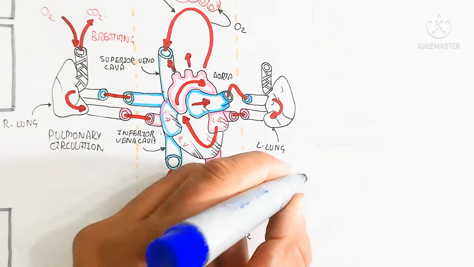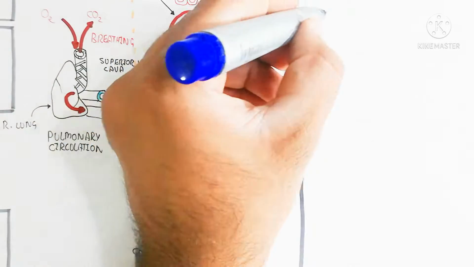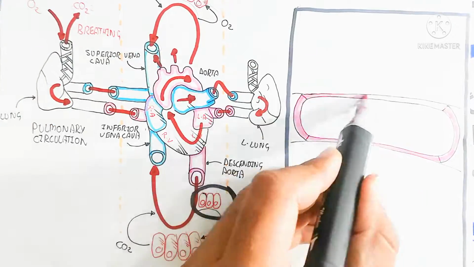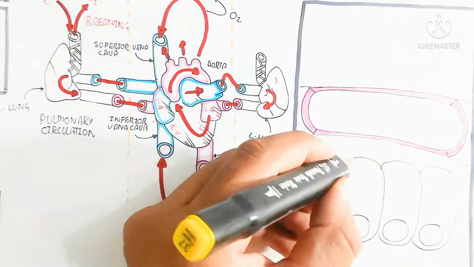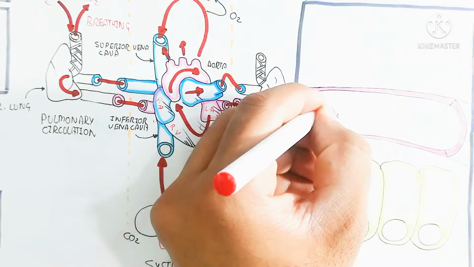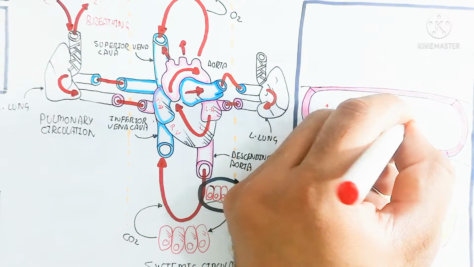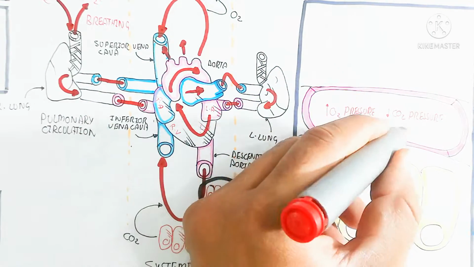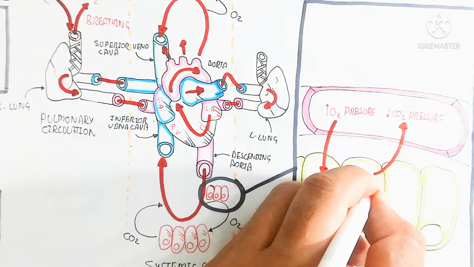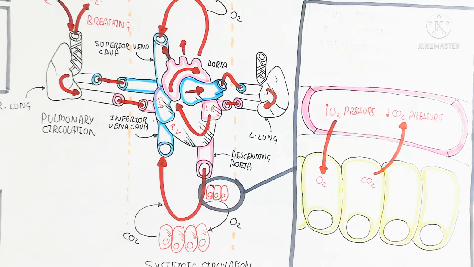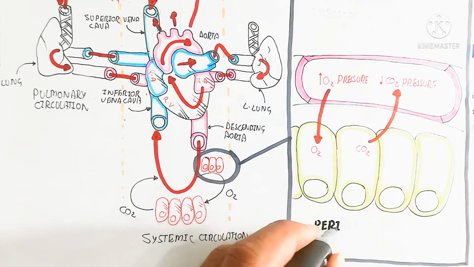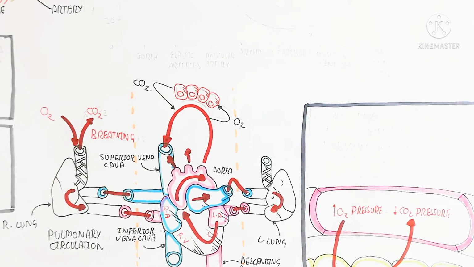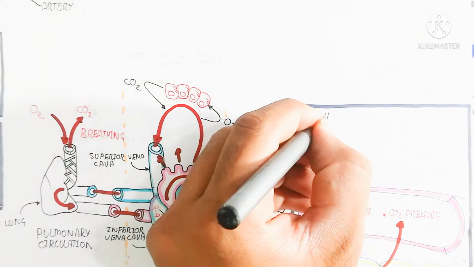So let's begin to understand the bigger picture of the tissue and capillary. Here you can see the partial pressure of oxygen will be more in the capillary, while the partial pressure of carbon dioxide will be less as compared to the vein. So in this way the peripheral tissue will receive the oxygen due to the partial pressure and diffusion of oxygen into the peripheral tissue, while the carbon dioxide will move toward the capillary due to the lower partial pressure in the capillary.